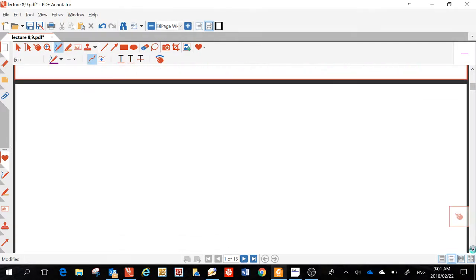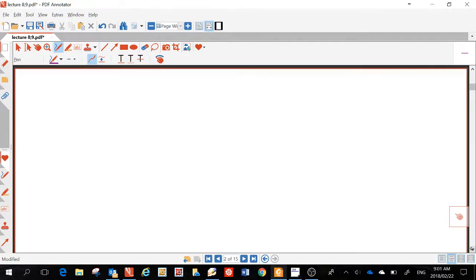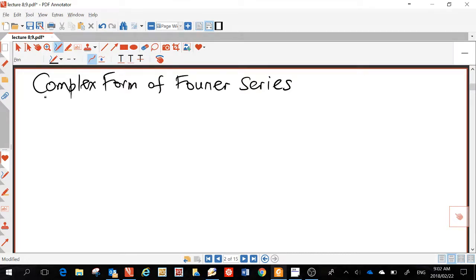All right, so let's now bridge on to something slightly different. Same thing, but now in a new garb, as it were. It will be the complex form of the Fourier series. Complex form of the Fourier series.